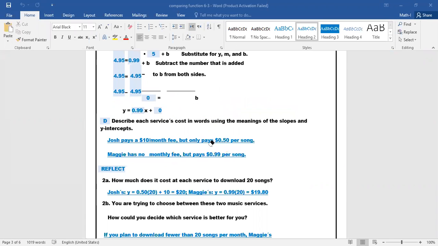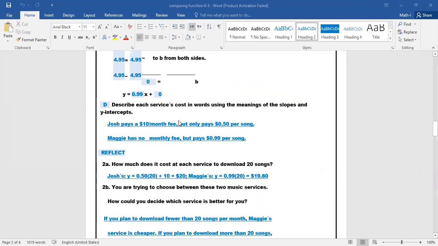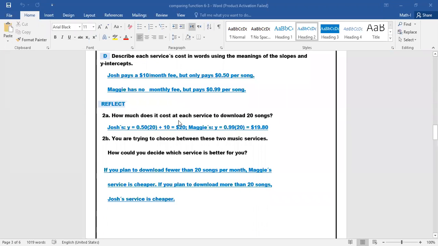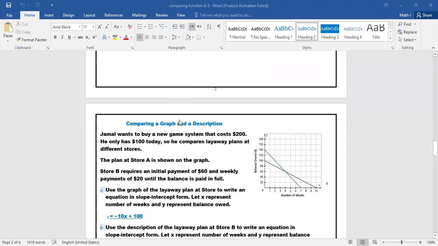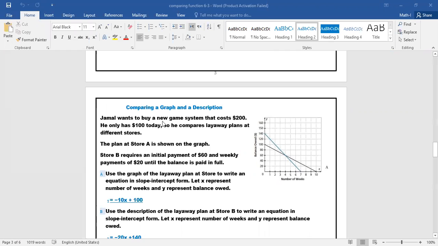Yes. So this is our lesson today: how we are going to compare two functions, even if you have these functions in a table and graph, in an equation and table, graph and equation, whatever. The third one is comparing a graph and a description, which means situations.